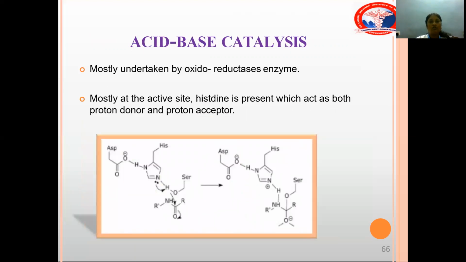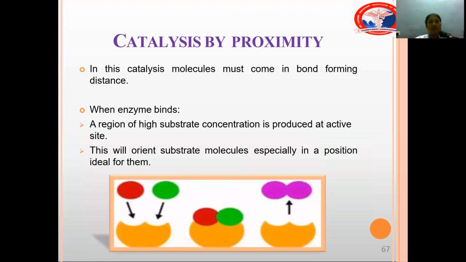Acid-base catalysis is mostly undertaken by oxidoreductase enzymes. Here, mostly at the active site, histidine is present, which acts as both proton donor and proton acceptor and favors the redox reaction at the active site.